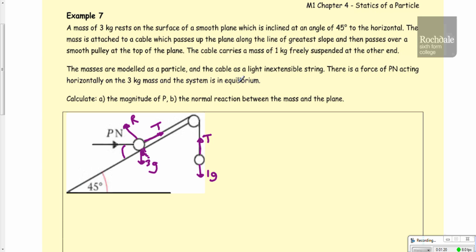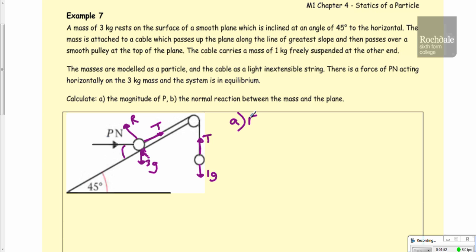Now the system's being held in equilibrium, which means that it's being held stationary in this case. So when we're trying to work out the magnitude of P, we need to be starting to think about all the forces that are acting on this particle. So we've got T, we've got R, we've got the weight, and then we've got this force P. Now if you think about acting along the inclined plane, we've got tension, we'd have a component of the weight, and we'd also have a component of this force P.